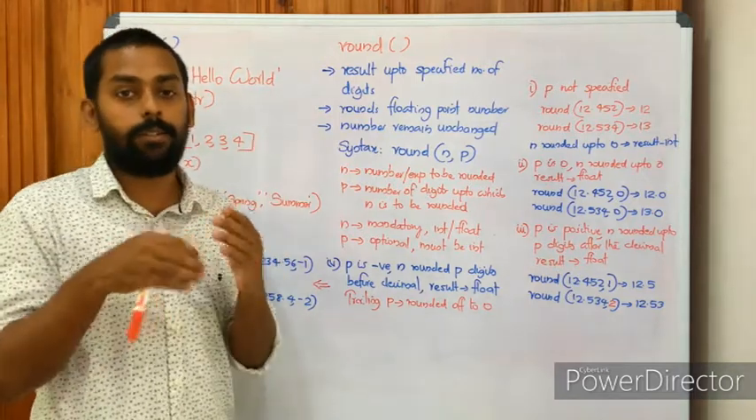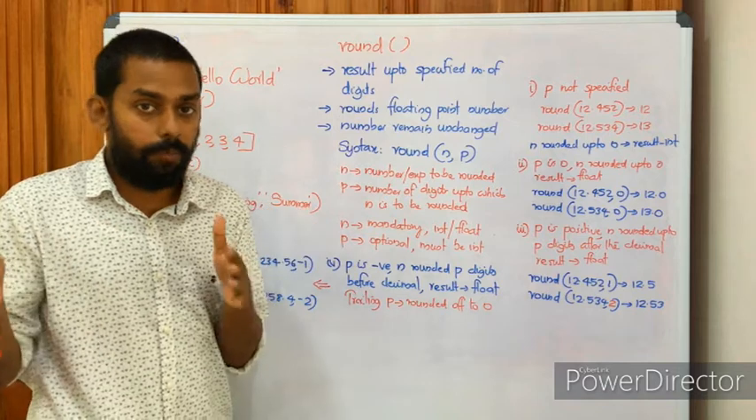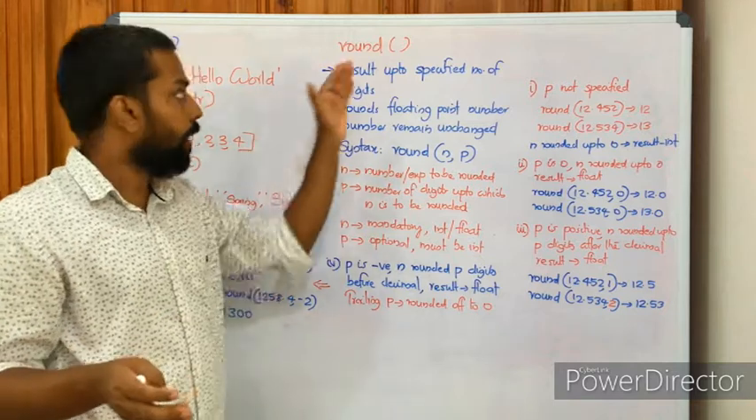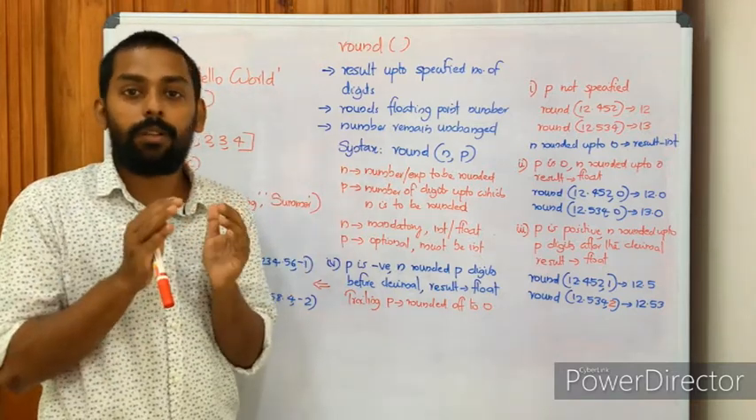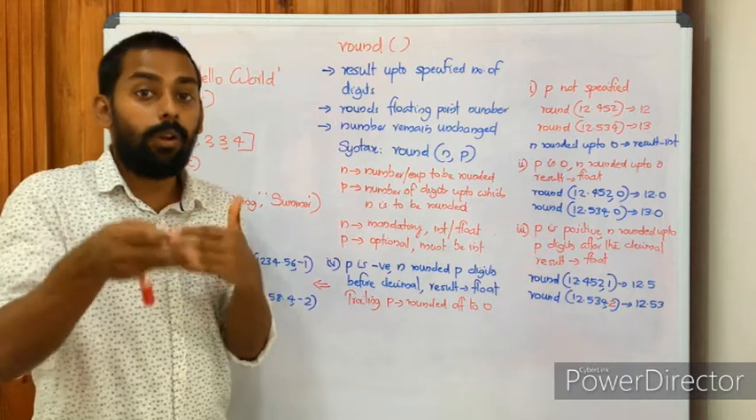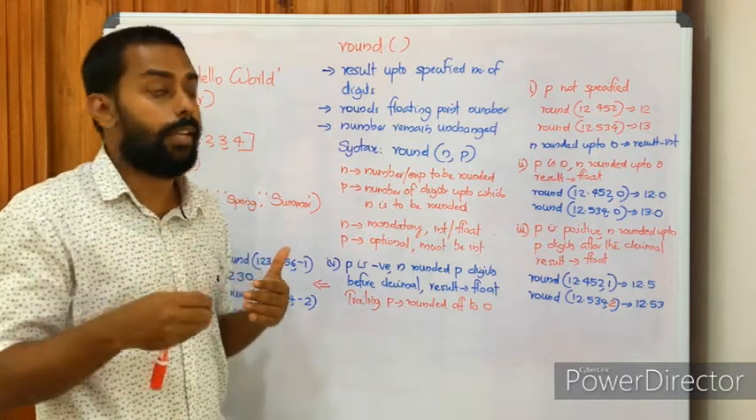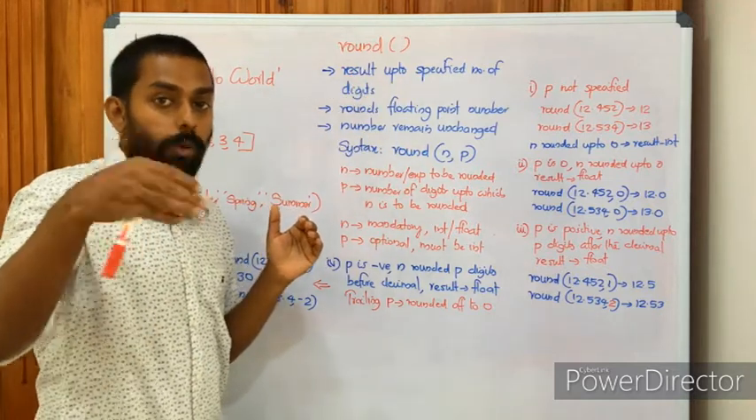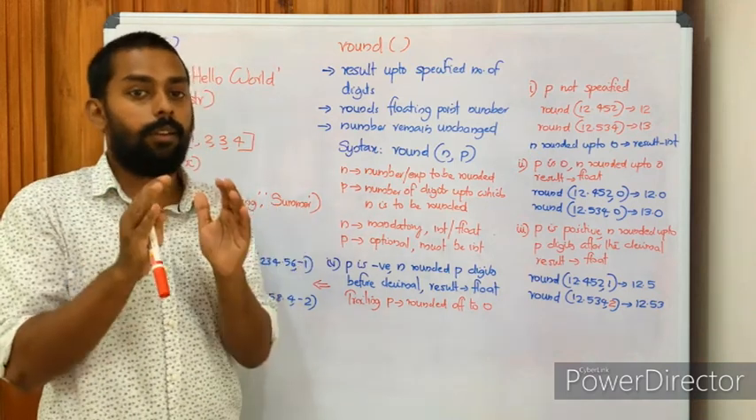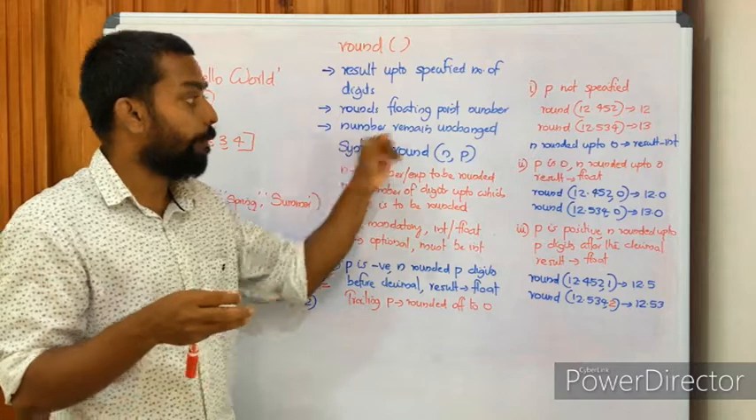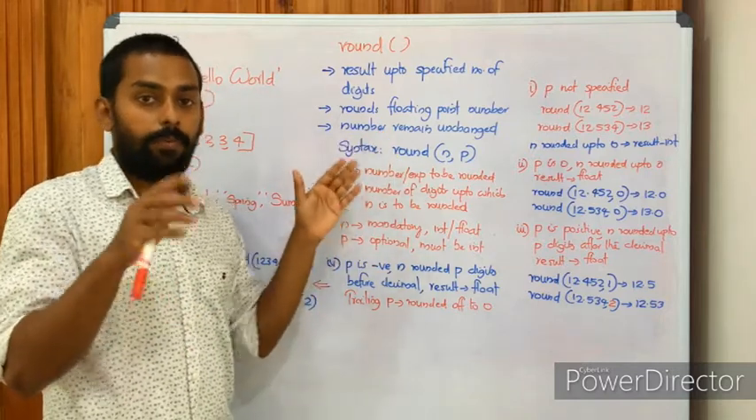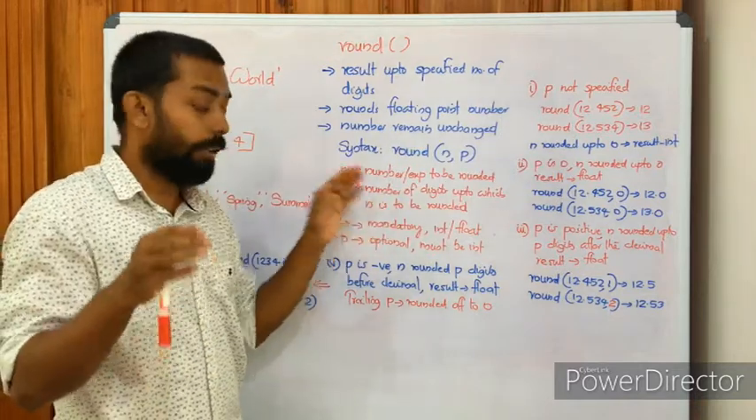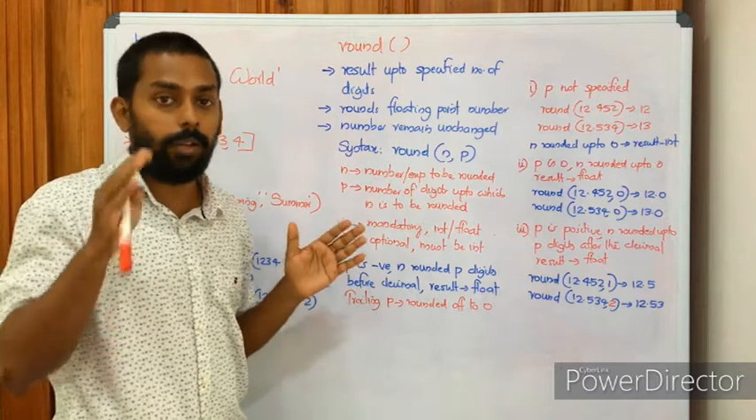We have seen len. Len is used to find the length of an object. It can be a list, a string, a tuple, or a dictionary, and we have applied it. Then round, it's a new function for you. The round function is used to get the result rounded off to a specified number of digits. It takes the floating point value and rounds it off to a specified number of digits, and the original number remains unchanged. The syntax is round of n comma p. n can be an integer or floating point, and it is mandatory, and p is optional, but it must be an integer type.